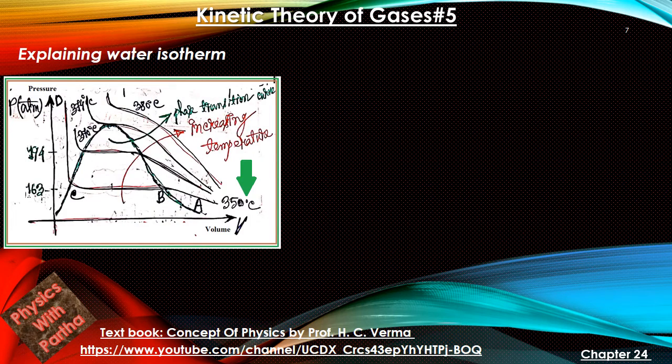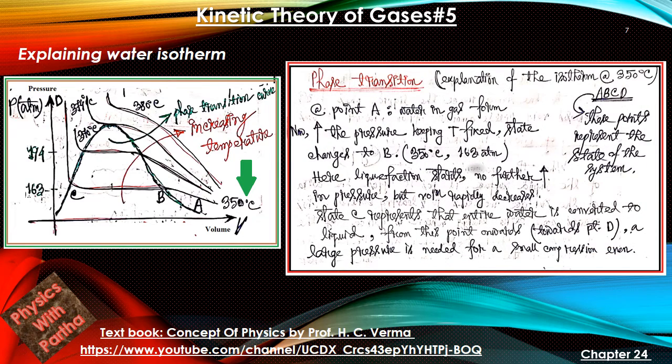Okay. Now let us explain the water isotherm. As we can see, the green arrow points to 350 degrees centigrade. The isotherm of 350 degrees centigrade goes from A to B, then B, C, D. A, B, C, D, these points represent the state of the system, as you can see in the attached picture.